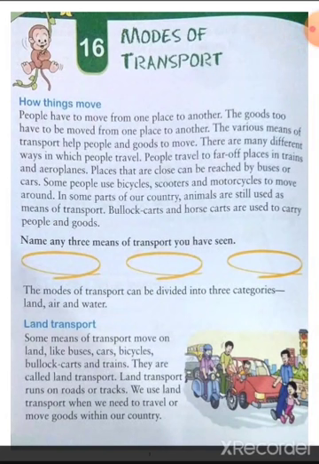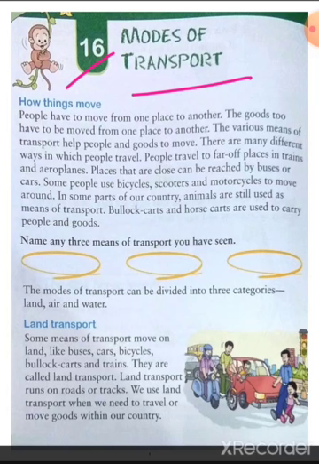Let's start a new chapter in social study, chapter 16, modes of transport. So, how things move? People have to move from one place to another. The goods too have to be moved from one place to another. So, the various means of transport help people and goods to move.